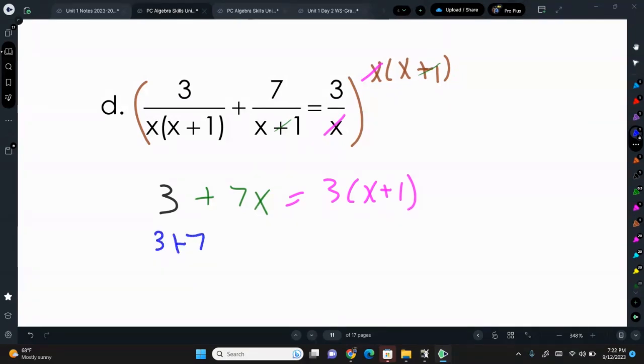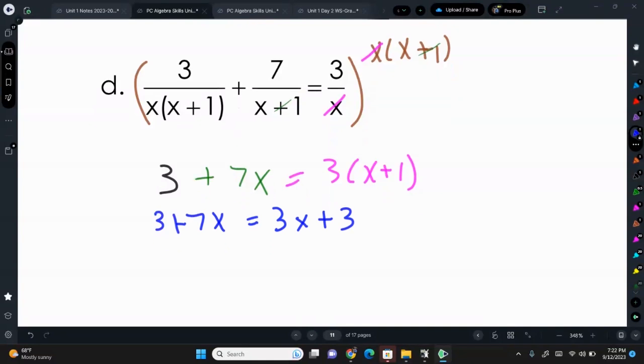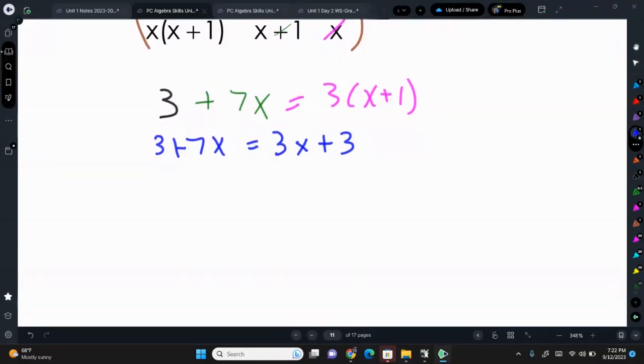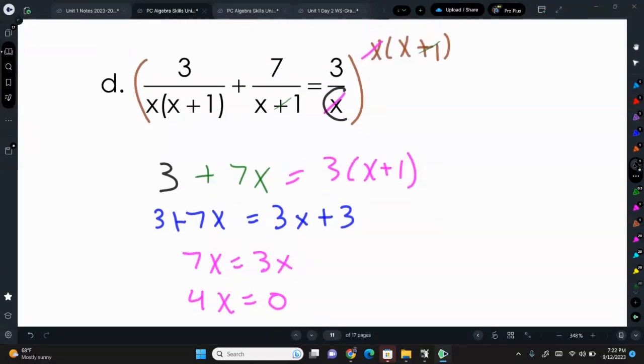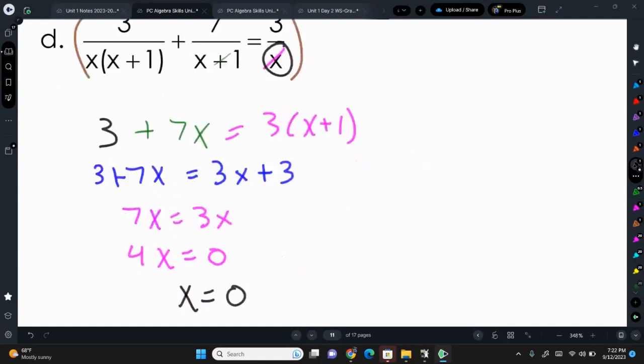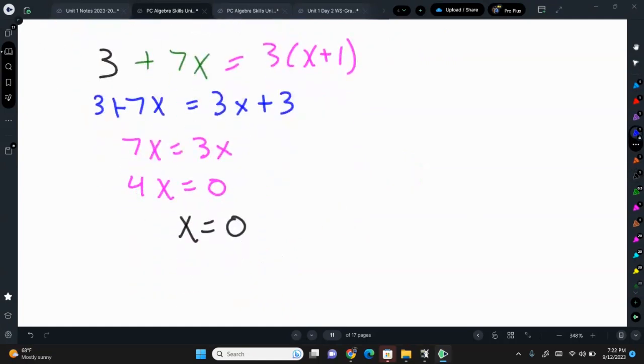So we get 3 plus 7x equals 3x plus 3. Minus 3 from both sides, we get 7x equals 3x. Well, then we subtract 3x from both sides, we get 4x equals 0. Well, that means x has to equal 0. But wait a minute, we have right here just x in the denominator. Well, if x is equal to 0, that gives us an undefined fraction. So this means there's no solution.